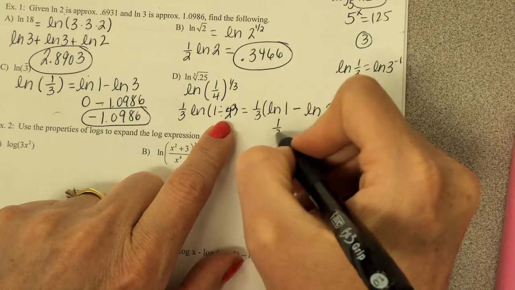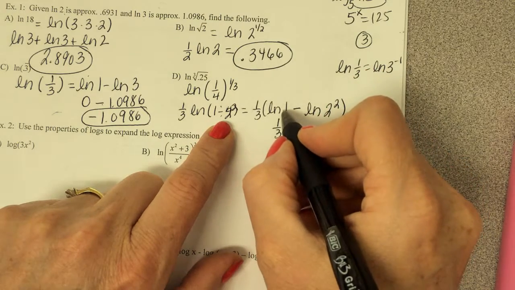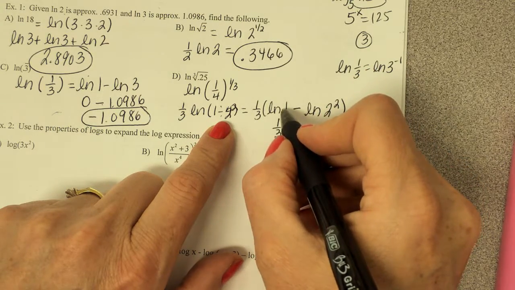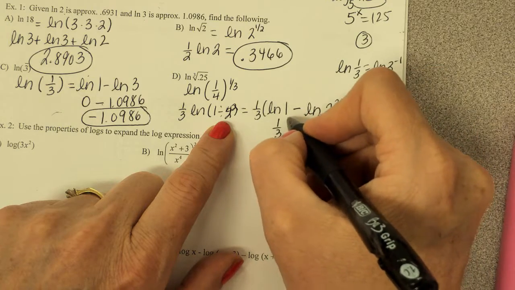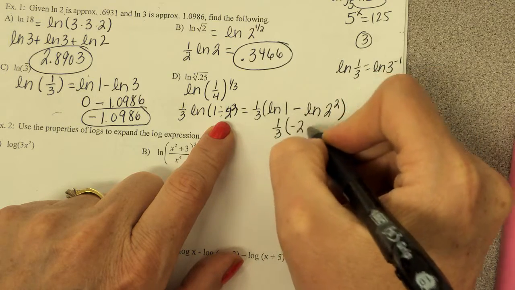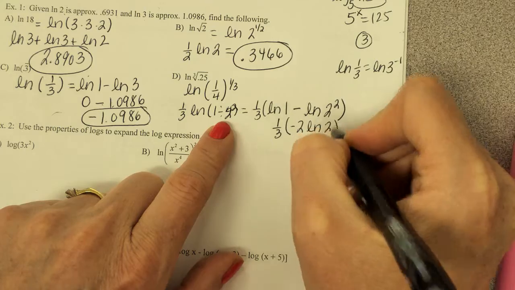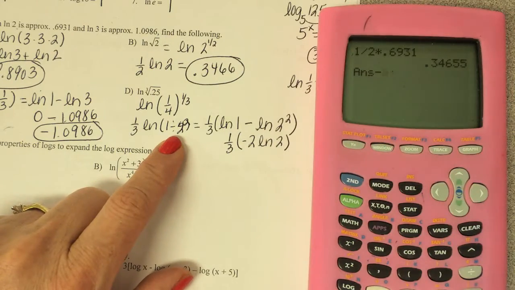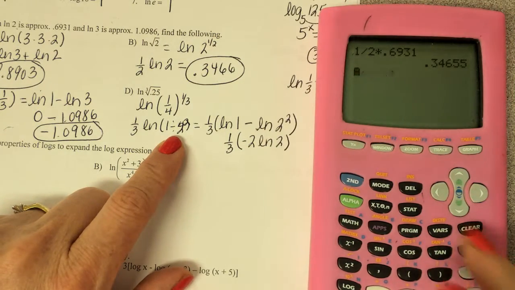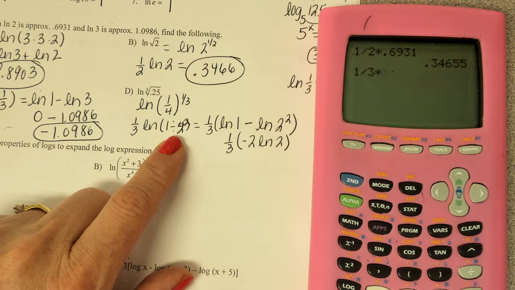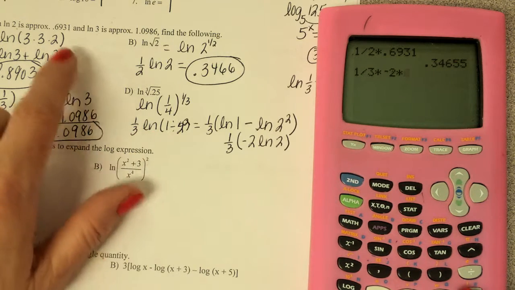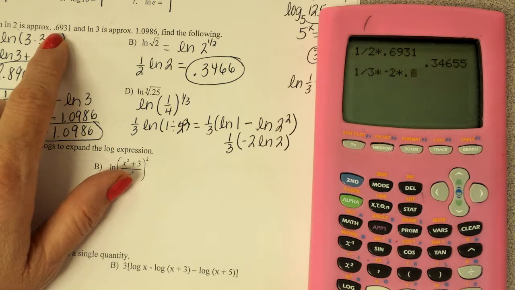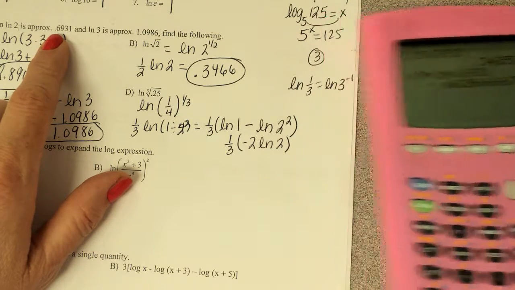So now I have 1/3. And then what's the natural log of 1 again? 0. So I'm really going to have 1/3 times negative 2 natural log of 2. So I'm going to have 1/3 times negative 2 times the natural log of 2 is right there. And we get negative 0.4621.